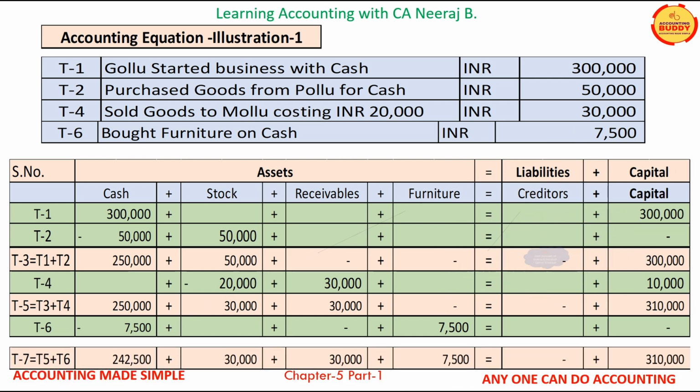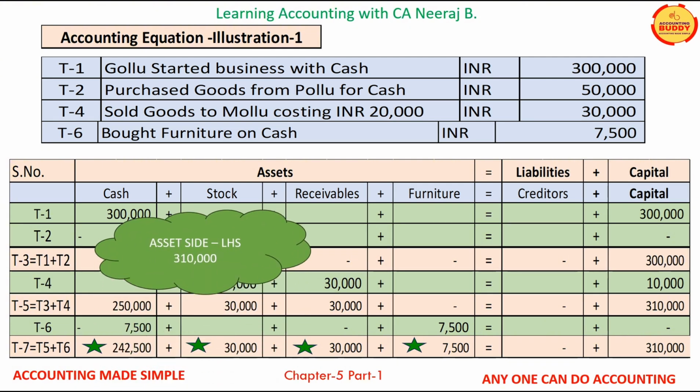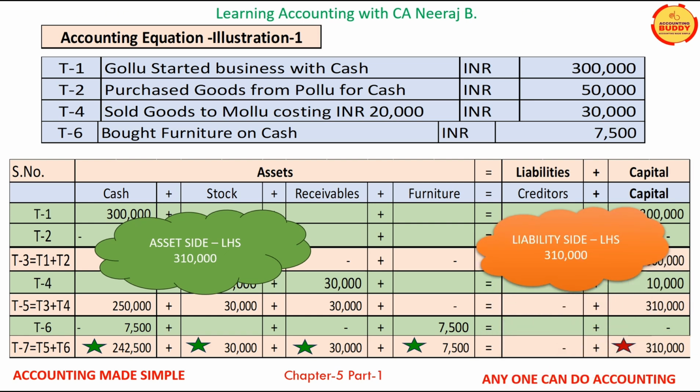Now post transaction T6, the new accounting equation will have cash 242,500, stock 30,000, receivables 30,000, furniture 7,500, totaling to the total assets of 310,000 on the left hand side, and we will have the capital of 310,000 on the right hand side of the accounting equation. Please note that the value of the accounting equation will change with every business transaction. However, the left hand side will always remain equal to the right hand side of the accounting equation.